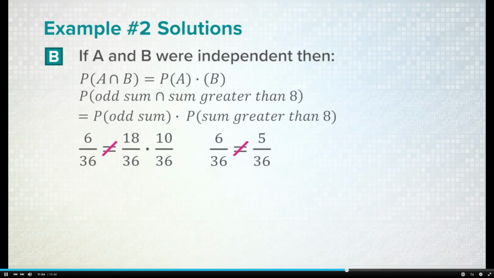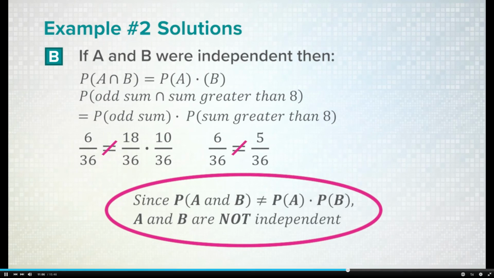How I want you to write this is, since the probability of A and B does not equal the probability of A times the probability of B, the events are not independent. Of course, I want you to show the work that you see in front of you, actually plugging in the numbers so that we can see that the probabilities do not equate.